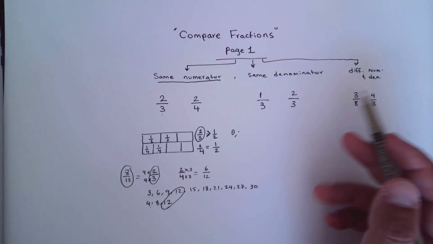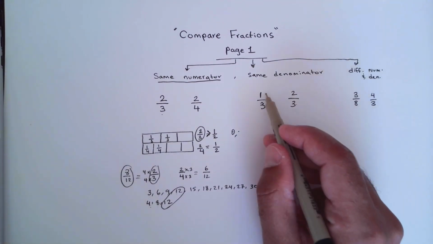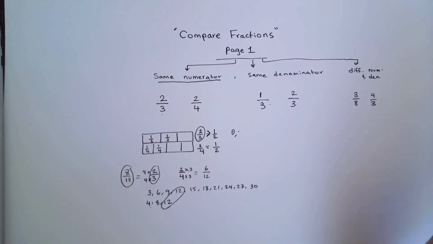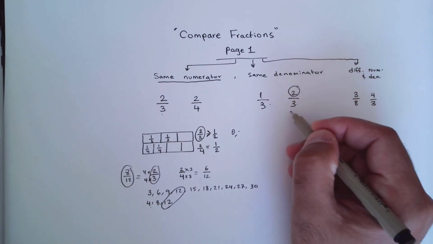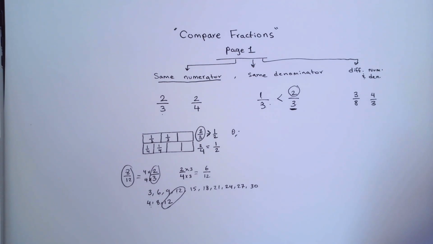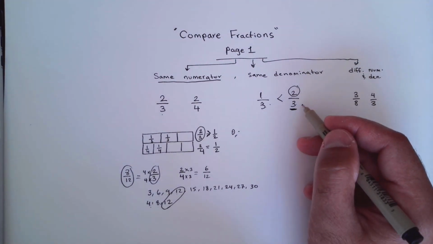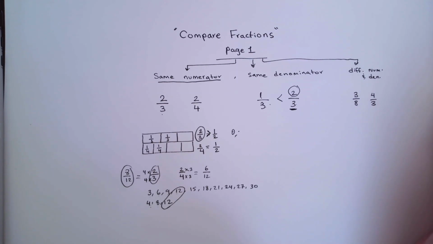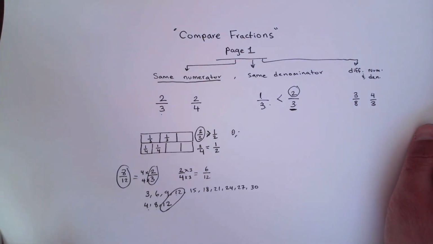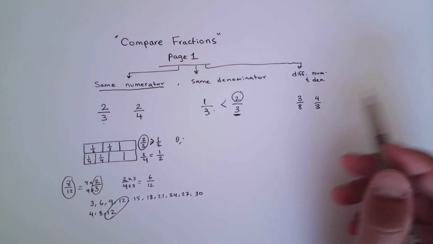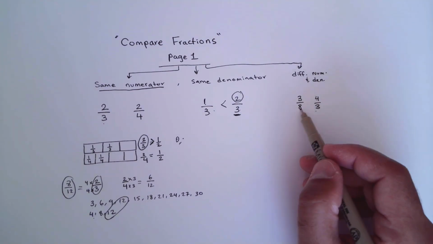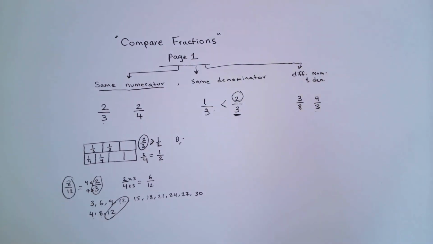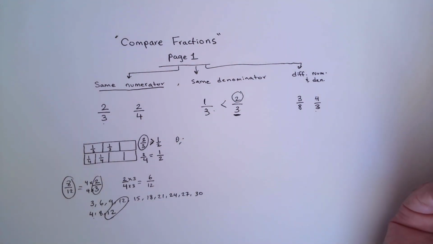The second situation is you have the same size but different number of pieces available. So we have 1/3 and 2/3. This means we have 2 pieces of thirds, so this one is the bigger fraction. It has more amount than this one, 1/3. The last situation that you would have with fractions is when you have different numerator, different denominator. So the sizes are different and the number of pieces available is different. So what do we do here? Well, you can use your benchmark.